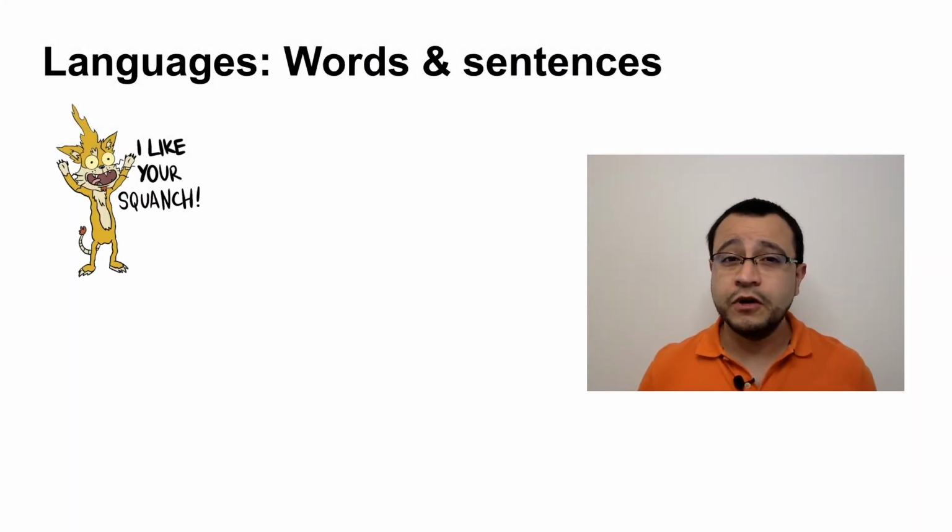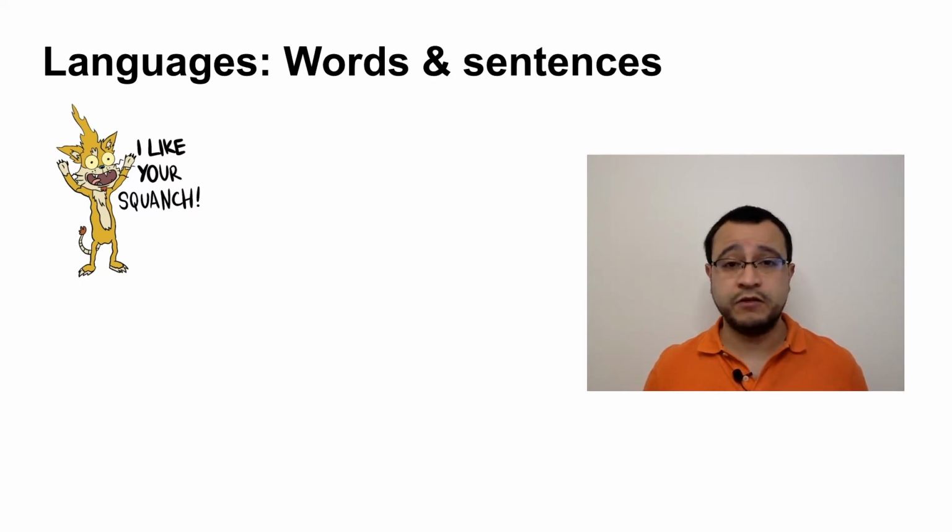A lot of software starts its life being written in English. So let's talk a bit about how the English language works. English has letters. Letters make up words. Words make up sentences, and sentences make up paragraphs.